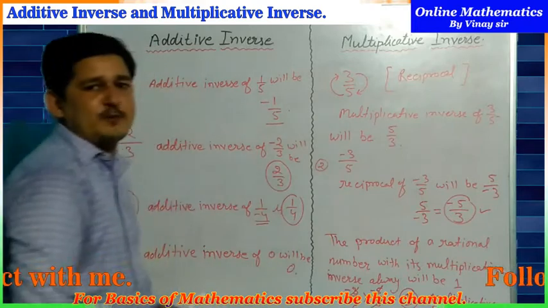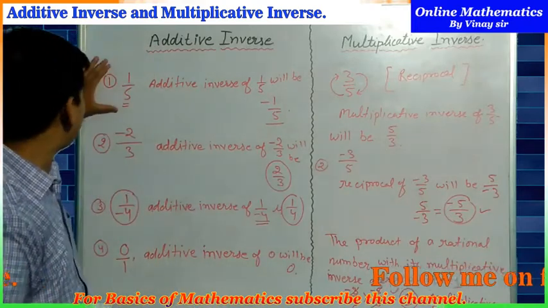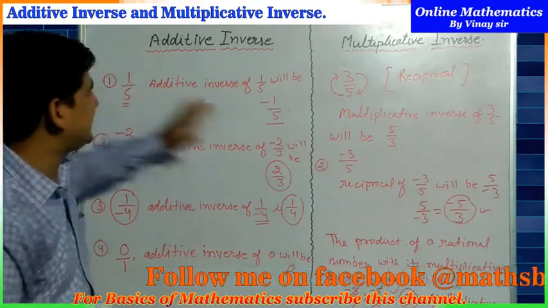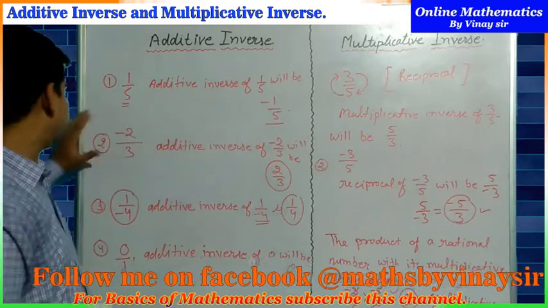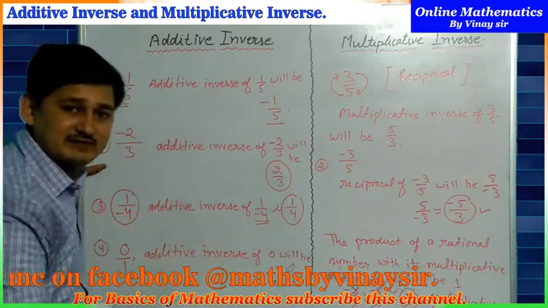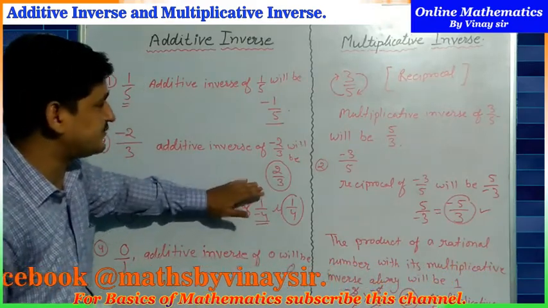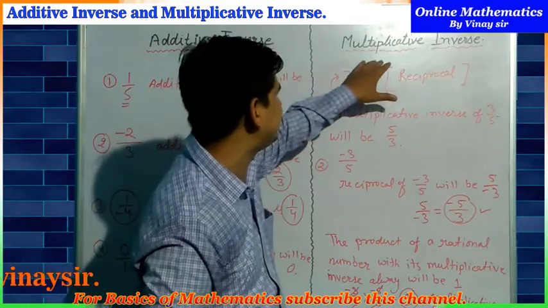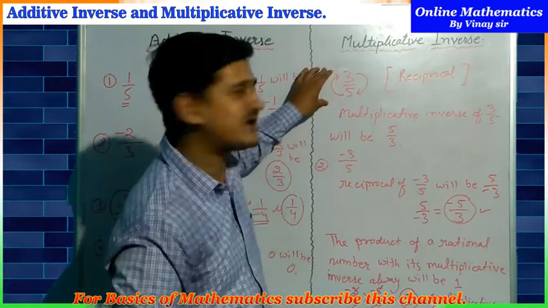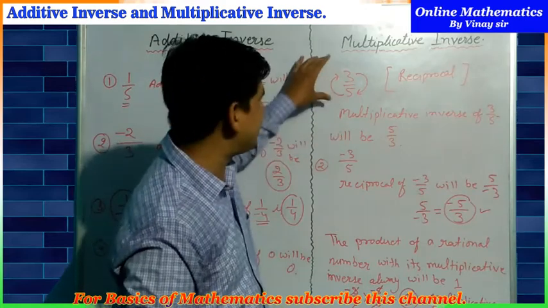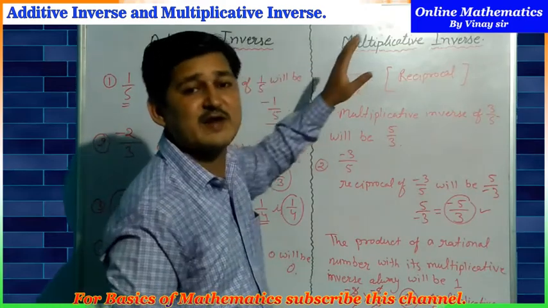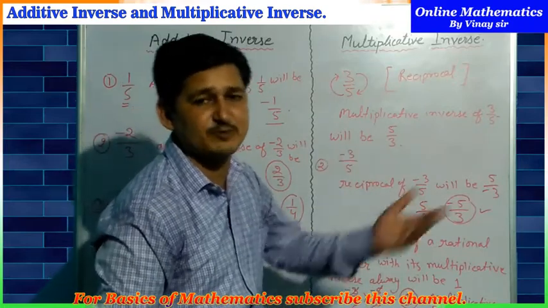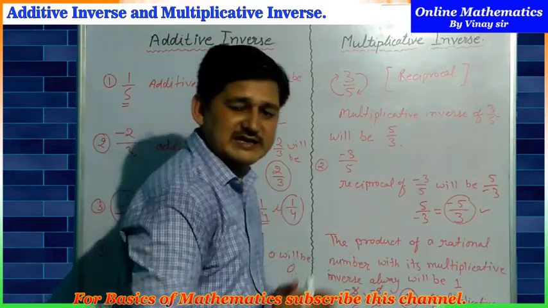Okay students, I hope it is clear for you all. When we have a positive rational number and find the additive inverse of it, it will be a negative rational number. When we have a negative rational number, the additive inverse of it will be positive. When we have a positive rational number and find the multiplicative inverse, it will be positive, but we have to find the reciprocal of it. When we have a negative rational number and find the multiplicative inverse, it will be negative, but we have to find the reciprocal of it. I hope it is clear for you all.